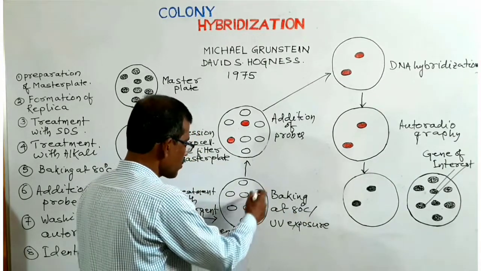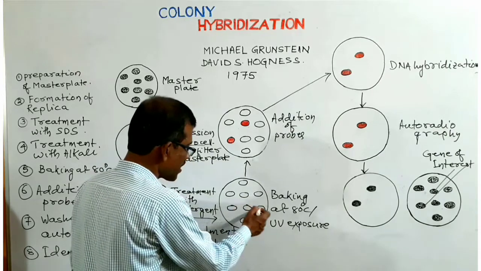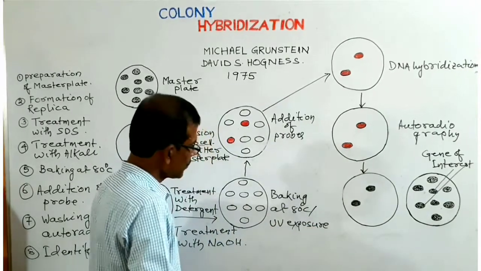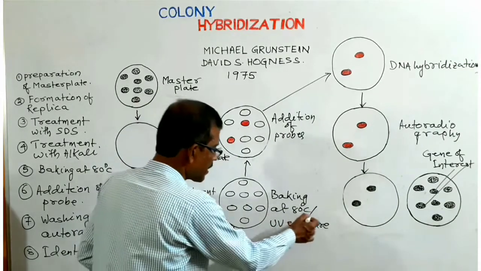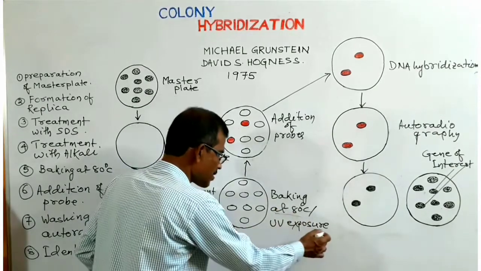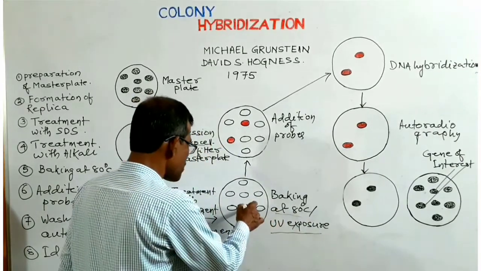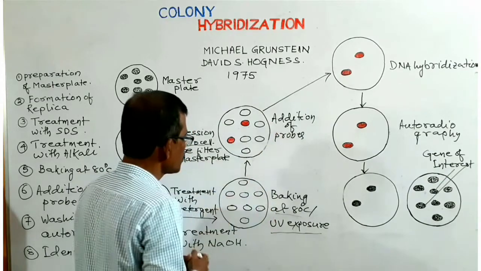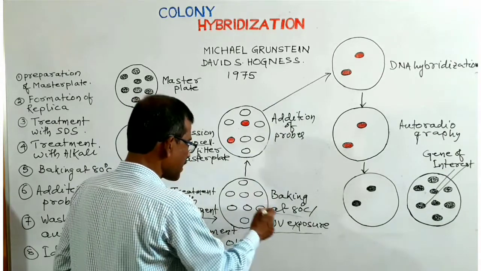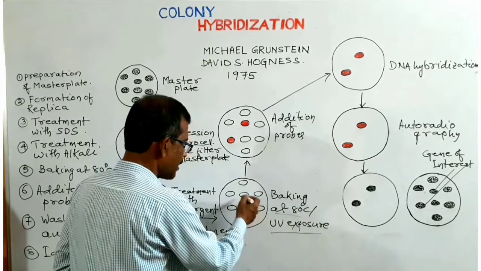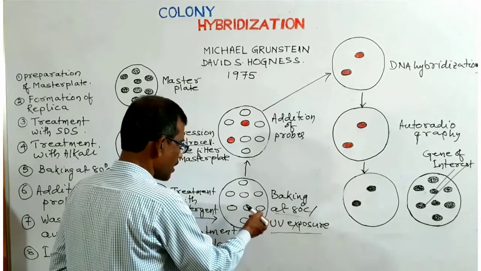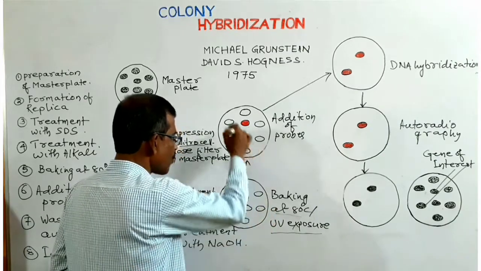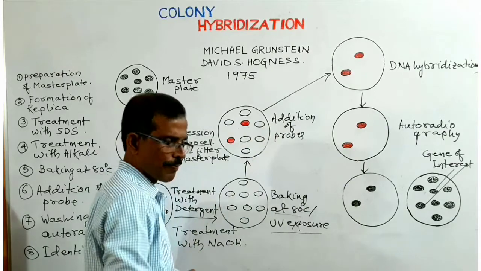Alternatively, the nitrocellulose membrane that contains denatured DNA molecules can be exposed to UV light. Baking at 80 degrees centigrade or UV exposure will cause the fixation of the DNA molecules present in these colonies to the nitrocellulose membrane. By baking at 80 degrees centigrade, the single stranded DNA molecules present in these lysed colonies will fix on the nitrocellulose membrane.